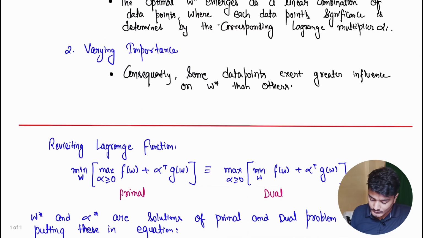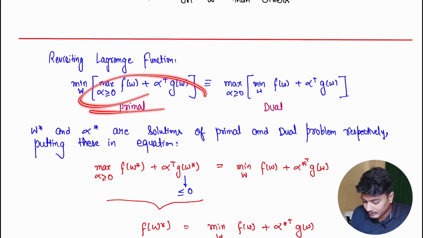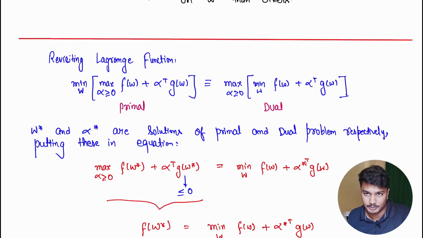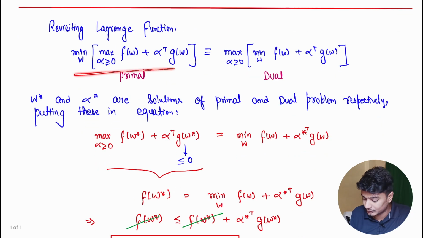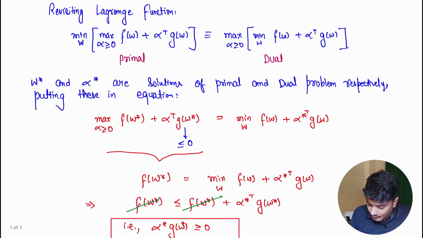Okay, now we will revisit the Lagrange function, which was this. This is our primal problem, and that is equivalent to the dual problem. Okay, so we have this too, where w star is the solution of the primal, obviously, and alpha star is the solution of the dual problem. Okay, so putting the w star in the primal problem, we get this, right? That is, here w star, here w star, we get this.